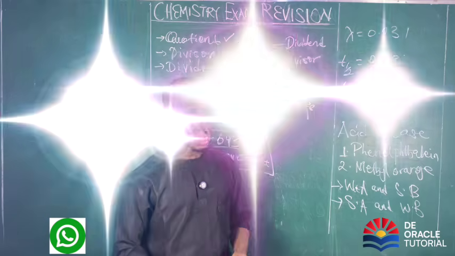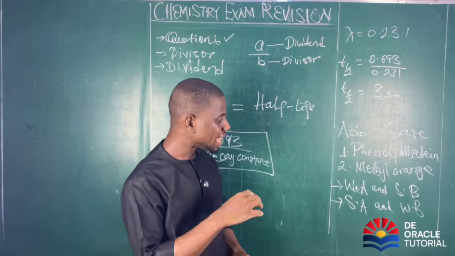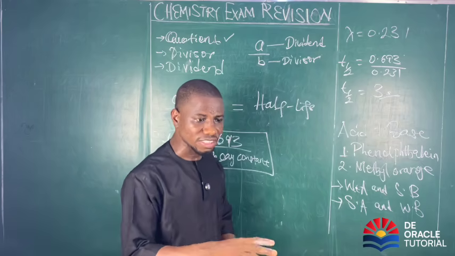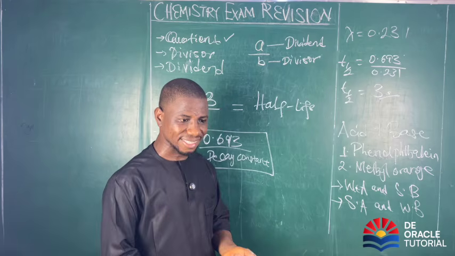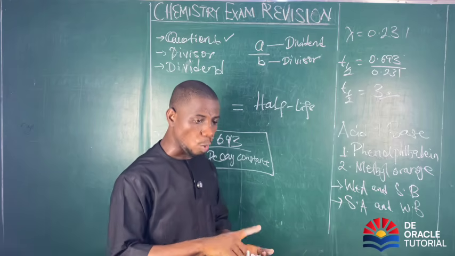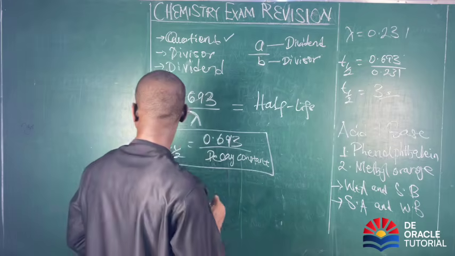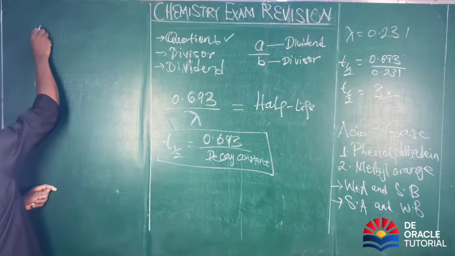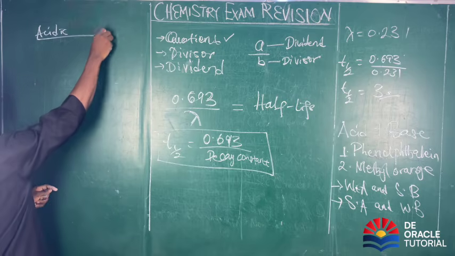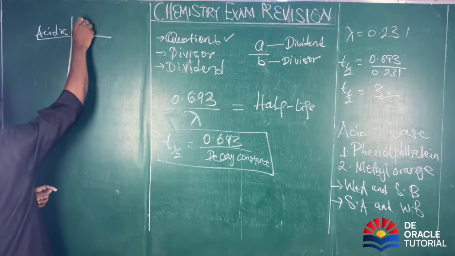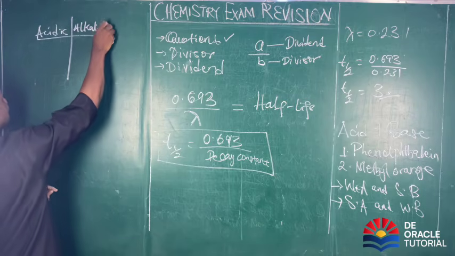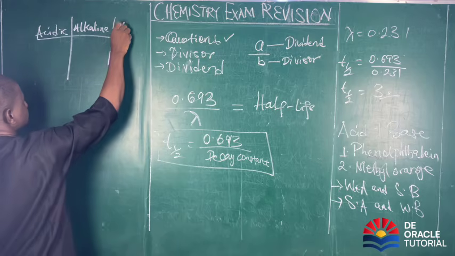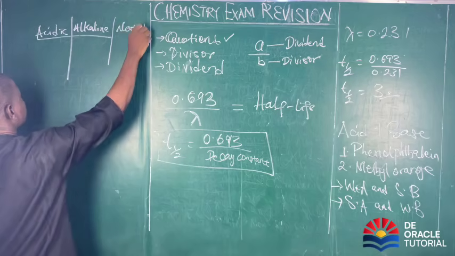Phenolphthalein. Exactly. Another thing that we use to test you in exam is the color change of these indicators. What is the color in acid? What is the color in alkaline? And what is the color in neutral solution? Now look at this. The first you should take note of: in acidic solution, in alkaline solution, and in neutral solution. Neutral. What is the color?